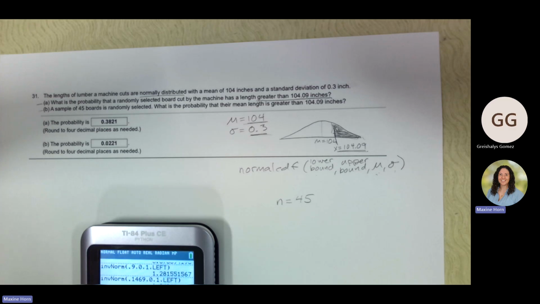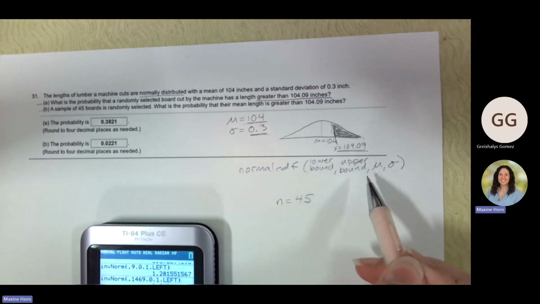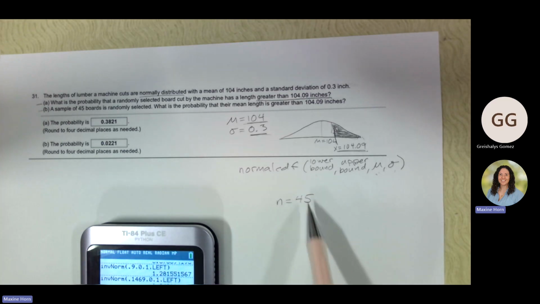A sample of 45 boards is randomly selected. What is the probability that their mean length is greater than 104.09? So this is not just dealing with these, okay? We're dealing with a sample within this population, okay?